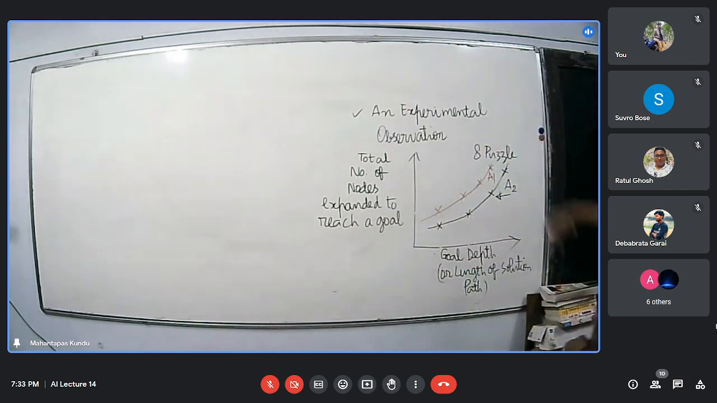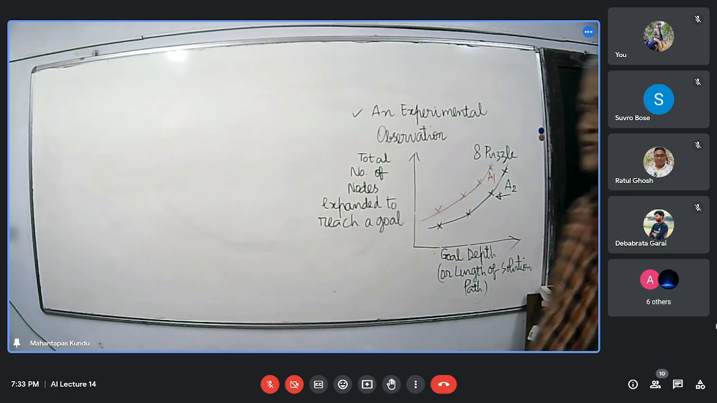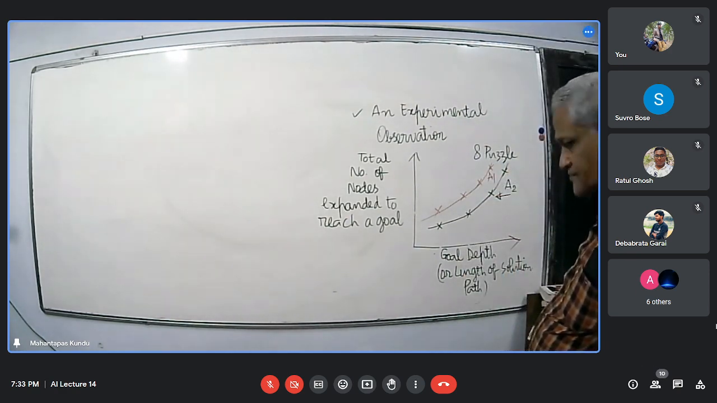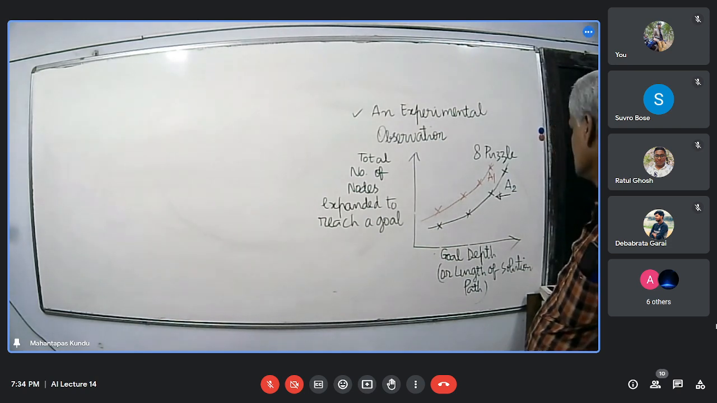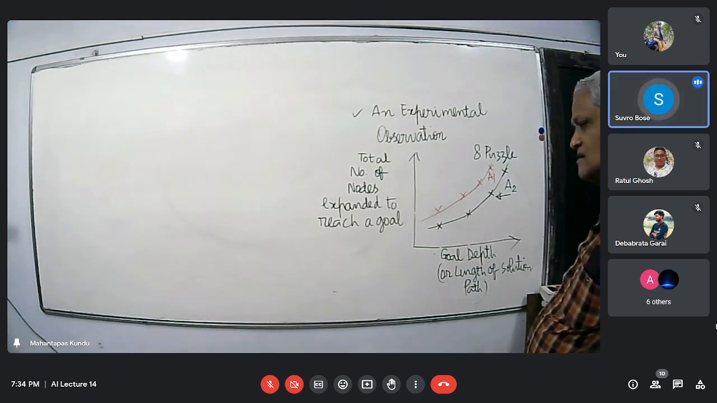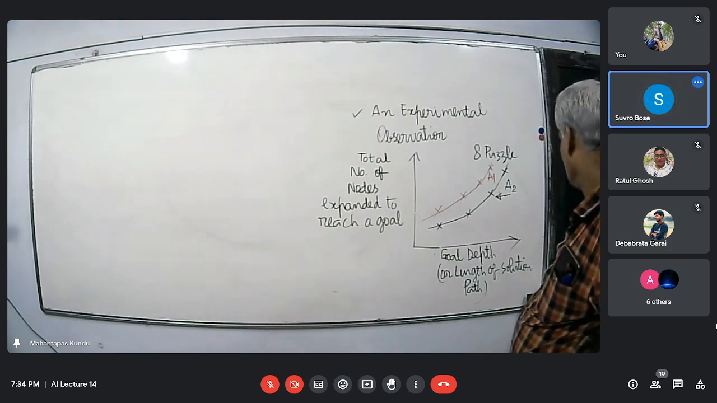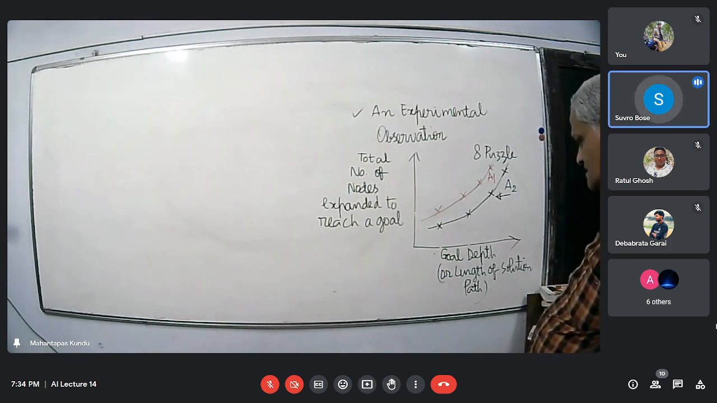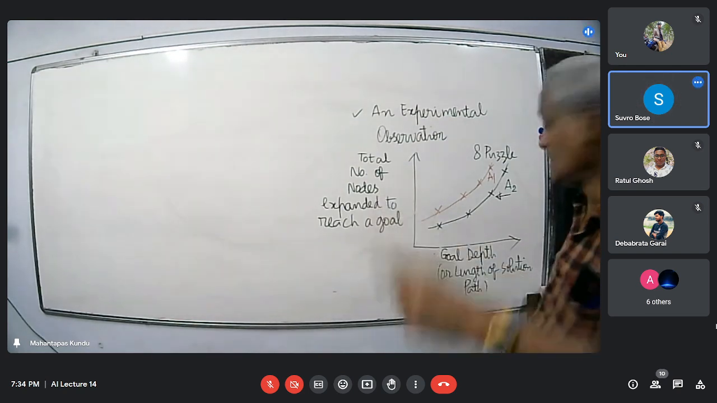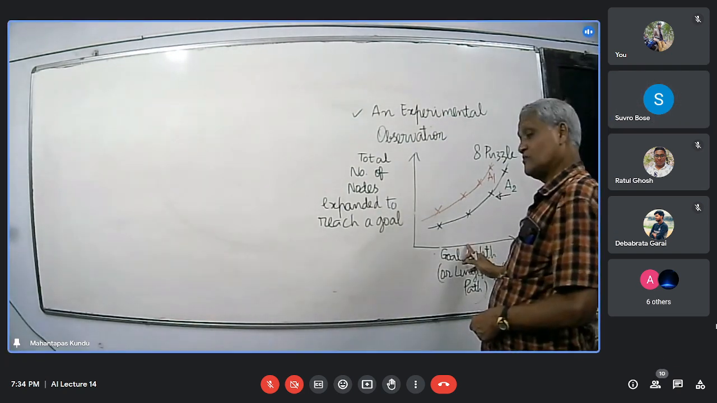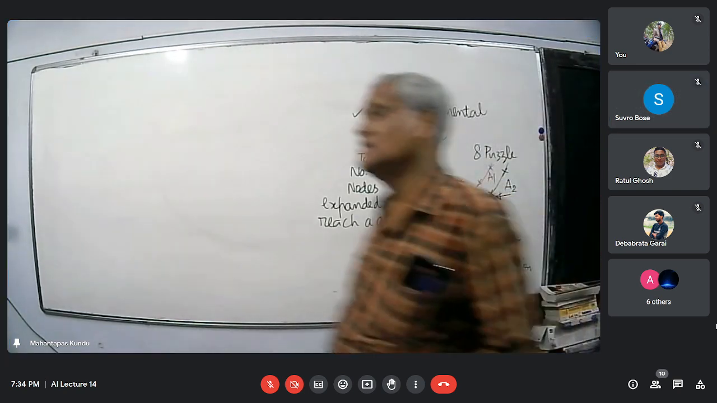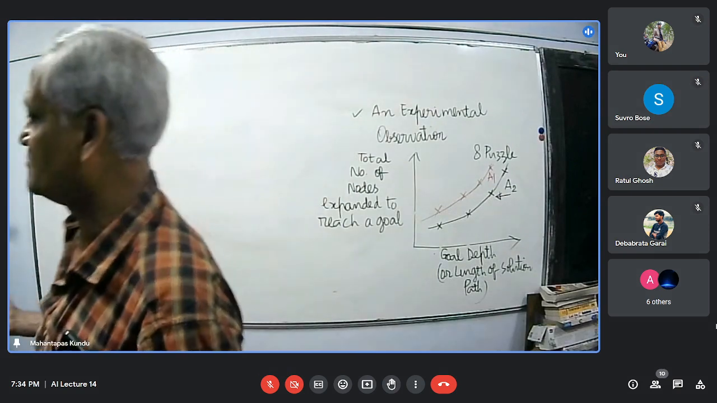So from these two curves, what can you observe? What is your observation? Sir, A2 has to search a lesser number of nodes to reach the goal for the same problem, right? Why? Because A2 is more informed.